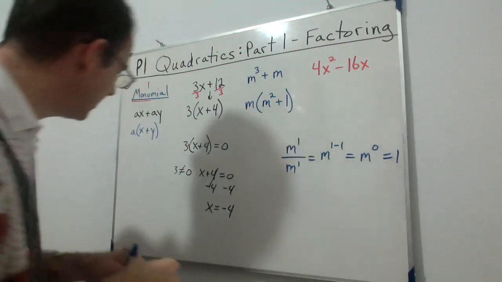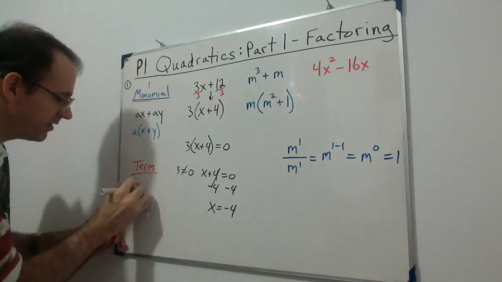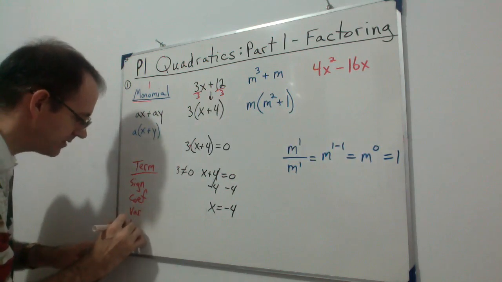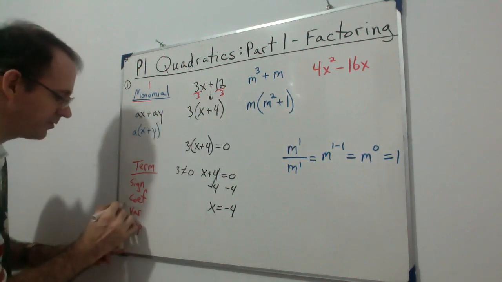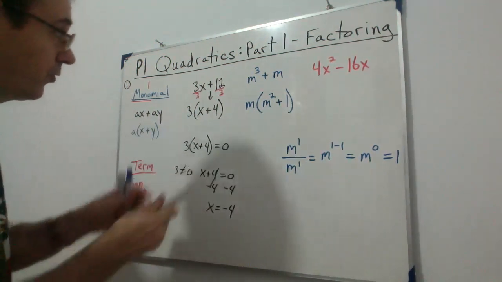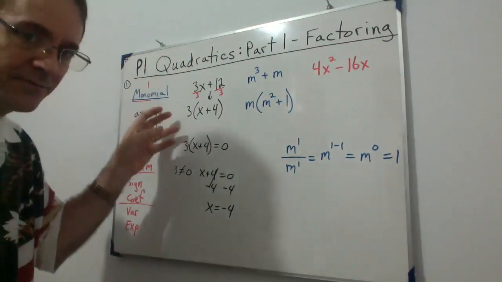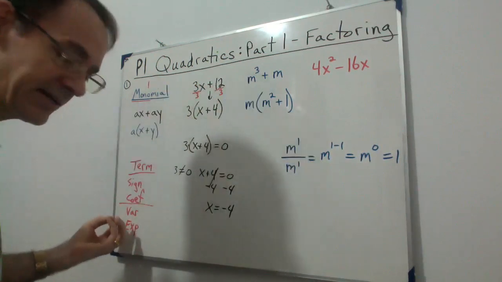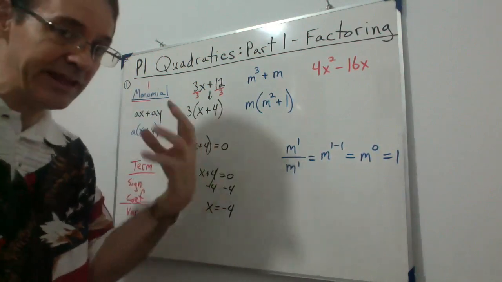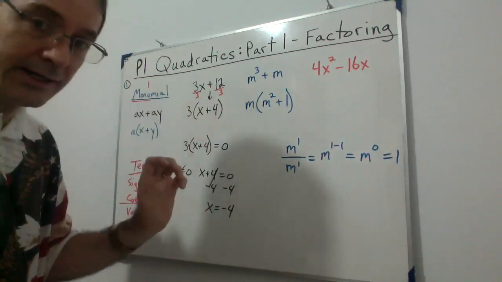So just quickly, if you remember, a term has the sign, the coefficient, the variable, and the exponent. So these two are your basic math. These two are your algebraic part. So in this one, you're subtracting out a basic math that is a positive 3. In this one, you're dividing out the basic math. Here, you're dividing out the algebraic part, and that is an m with an exponent of 1.